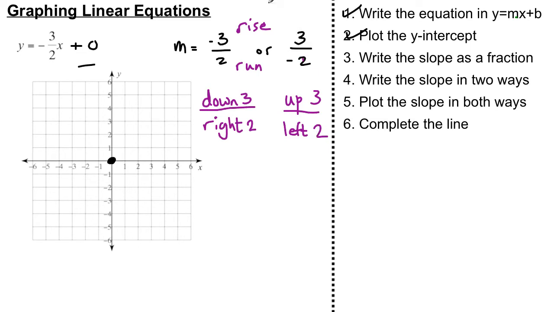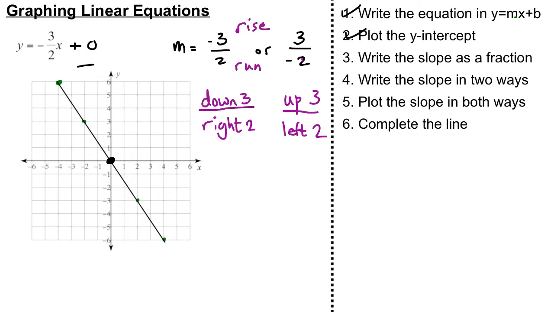Okay, so let's plot both of those. Down 3, right 2. So we're going to start here. Go down 3, right 2. Down 3, right 2. Okay, and on this one, up 3, left 2. Up 3, left 2. Okay, and you can see that you have this line right here. Make sure to put arrows on it. Okay, and we got it, right? Fill in these steps. Okay, let's go on to the next one.